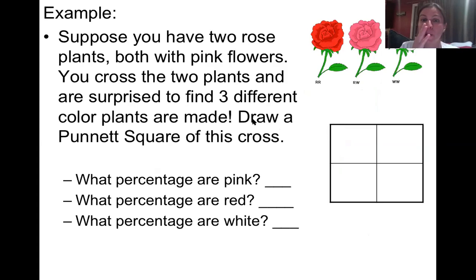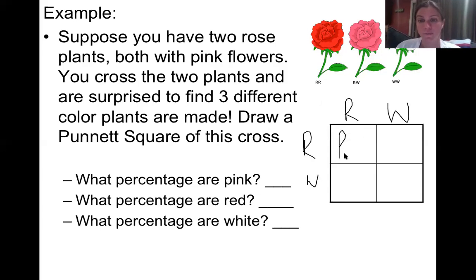Okay, so now we're going to take two roses, both with pink flowers. So we are going to now cross two pink flowers. So let's go ahead. Get my drawing thing out. Here we go. So pink is big R, big W, big R, big W. So let's take a look. We've got big R, big W, we've got big R, big W, we've got big W, big W.